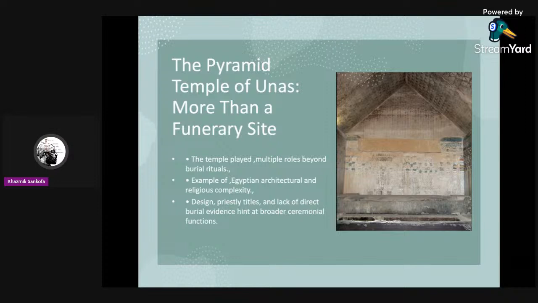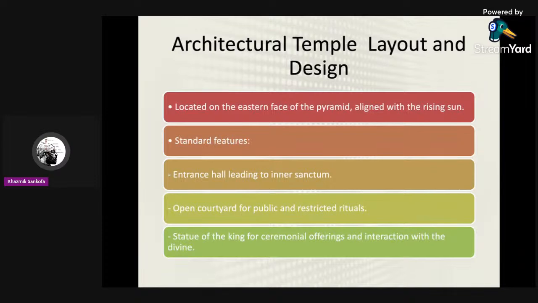This part of the presentation will most likely stay the same, but of course things will be updated and upgraded as more information becomes available. This is discussing the pyramid text of Unas. In this discussion, I'm going to be talking about the temple and its layout. On this one, I should definitely add a design here. It's located on the eastern side of the pyramid, aligned with the rising sun. That's where the temple is.